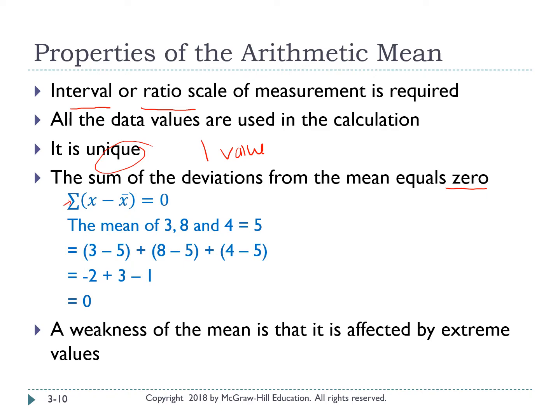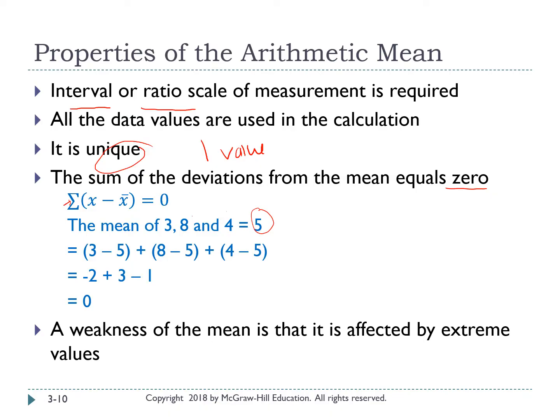So let's take an example. The mean of these three observations, so you have 3, 8 and 4. So the mean is equal to 5. You know how to compute the mean, right? So 3 plus 8 plus 4 divided by 3, you should get the mean equal to 5. Okay, now try to apply this formula.